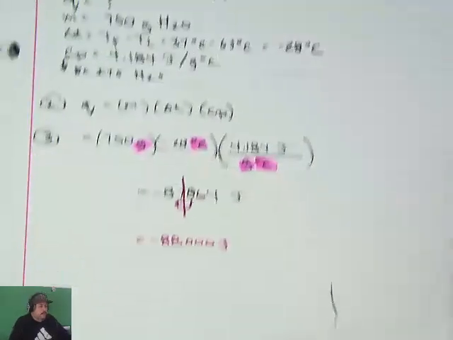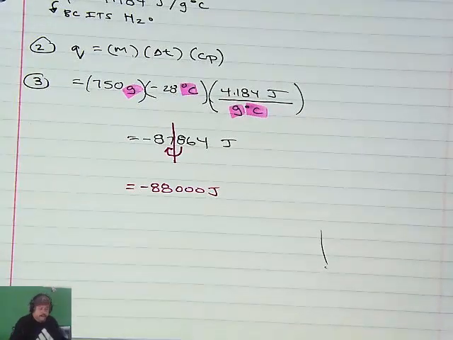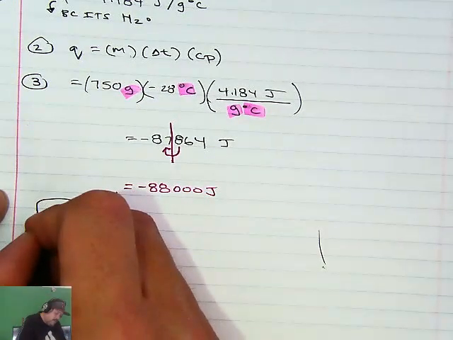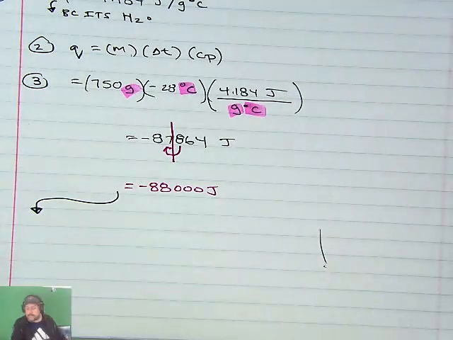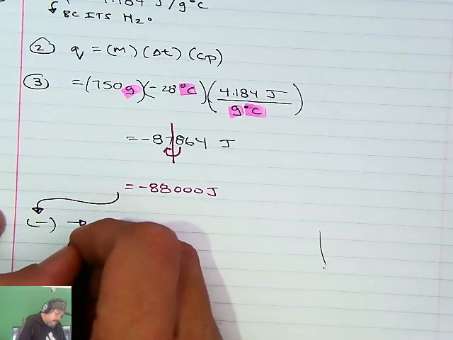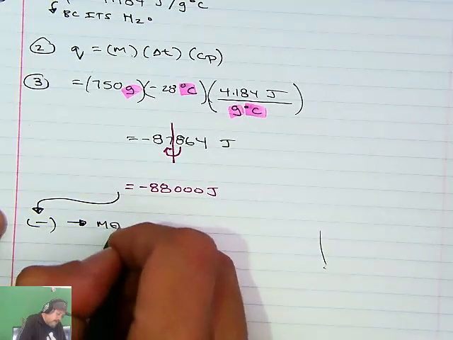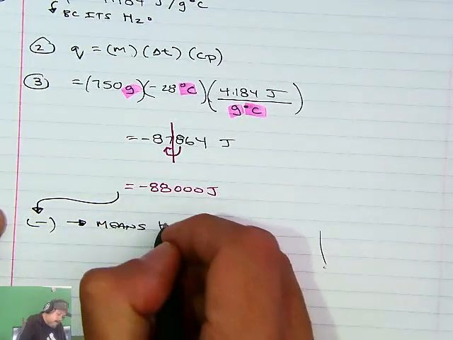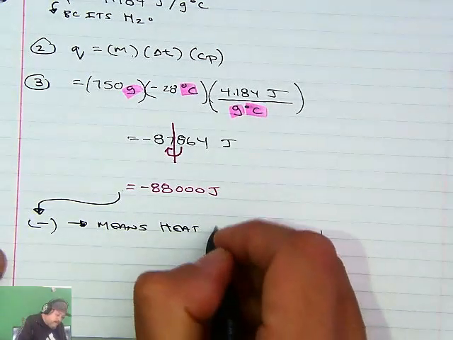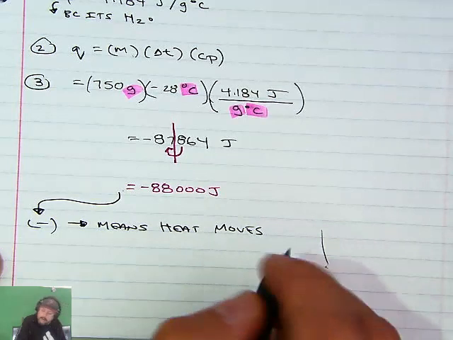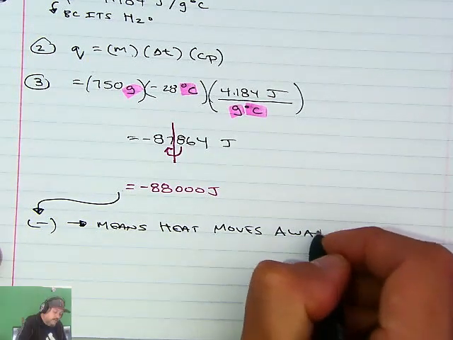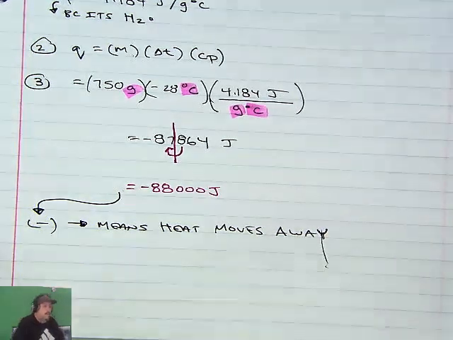And so what does this all mean? Because there is a lot of information here. You may not understand completely what it means. Okay, so let's spell this out, and then we'll be done for the day. Okay, the negative sign, what does that mean? It means heat moves away. Okay, it's a negative sign, so it's moving away.